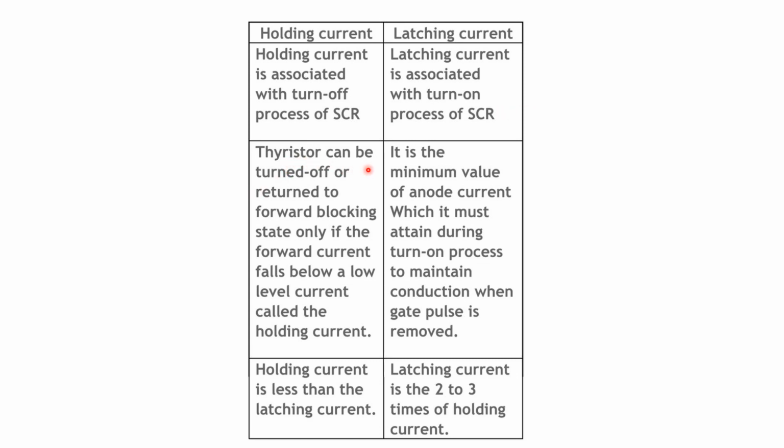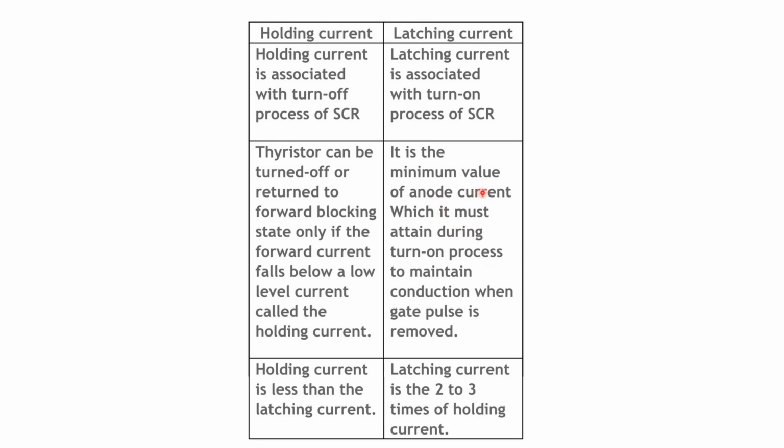Second point, a thyristor can be turned off or returned to forward blocking state only if forward current falls below a low level current called the holding current. It is the minimum value of anode current which it must attain during turn on process to maintain conduction when gate pulse is removed. So if the current flowing through the SCR is below holding current, our thyristor or SCR or our device can be returned back to the blocking mode.